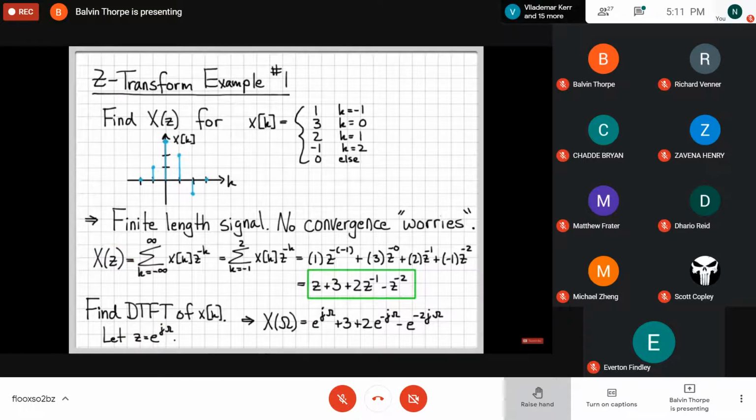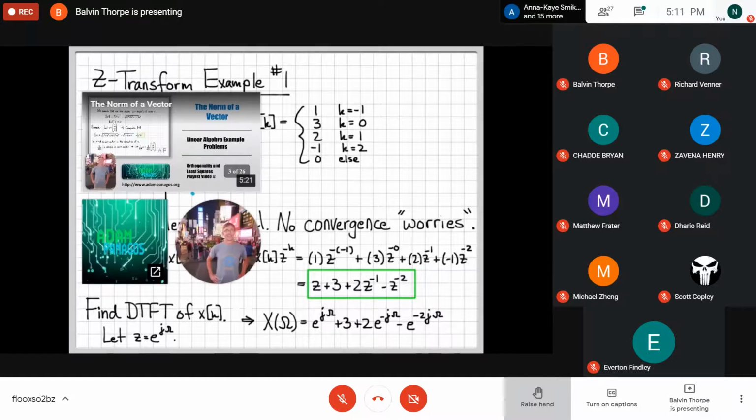And once we plug e to the j omega into x of z, that gives us the DTFT of our signal. So this is a nice, short, simple example, a finite length signal where we compute the Z transform. And then once we compute the Z transform, we also get the DTFT almost trivially by just plugging in z equals e to the j omega.